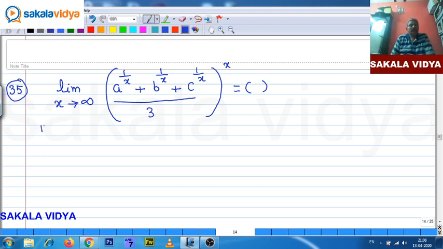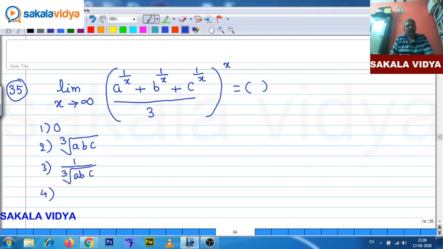So the first option is 0. Second option is cube root of abc. Third option is 1 by cube root of abc. Fourth option is 1. This is a very important question. I will discuss some important problems in between also. Please note down, all of you note down.